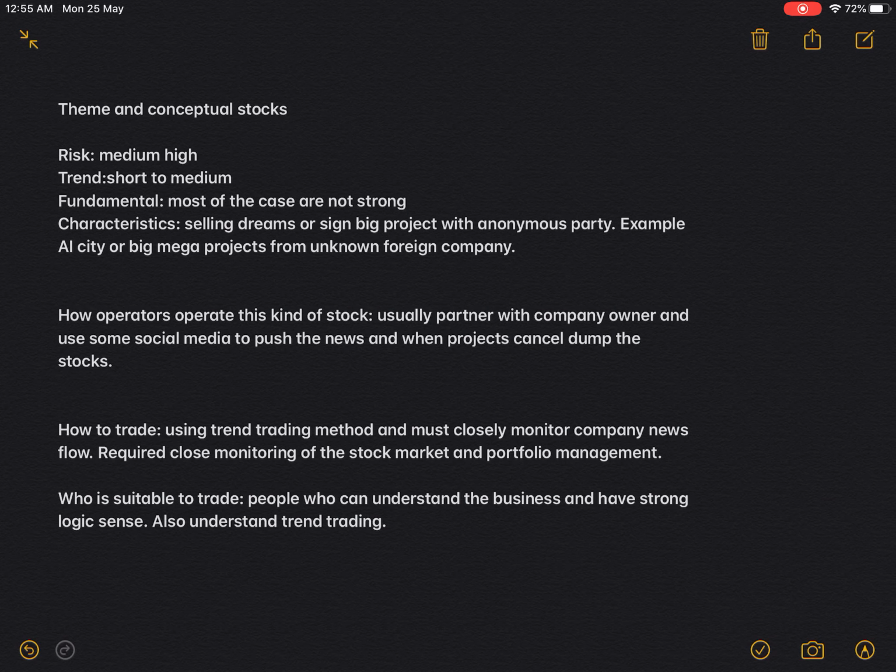Okay, what are the characteristics of conceptual stocks? They sell you dreams. They sell you ideas, like the hot themes. For example, AI, for example, face recognition. For example, now I use an example which is very famous right now, because we are in a period of COVID-19. A lot of people, a lot of companies say that they come up with a vaccine, come up with something on testing or trial, and show very promising results. These are so-called conceptual stocks.